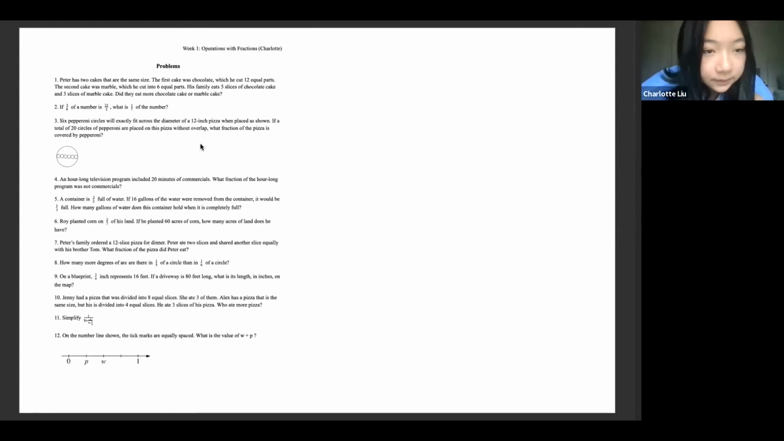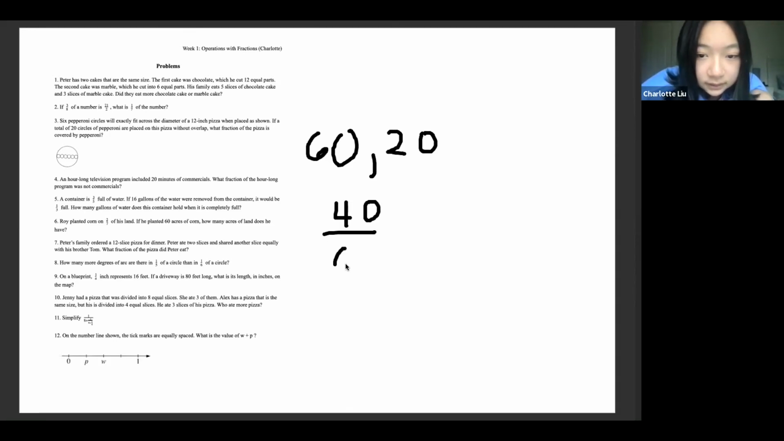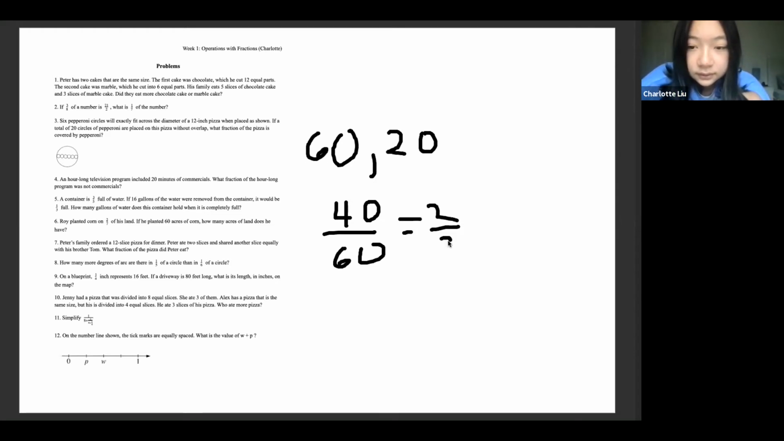So basically, there are 60 minutes in an hour. If 20 minutes of it was commercials, then 40 minutes, which is 60 minus 20, would not be commercials. So 40 over 60, you can simplify by dividing the numerator and denominator by 20. You'll get 2/3.